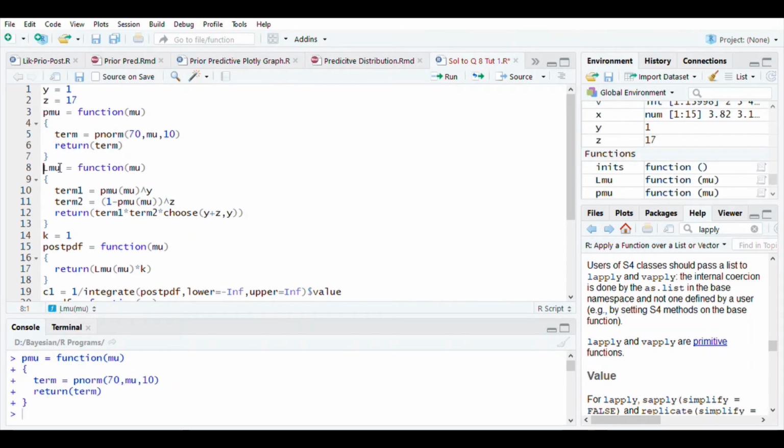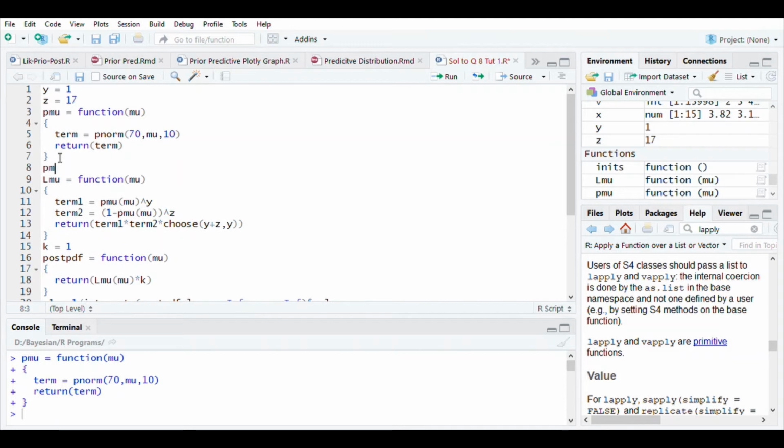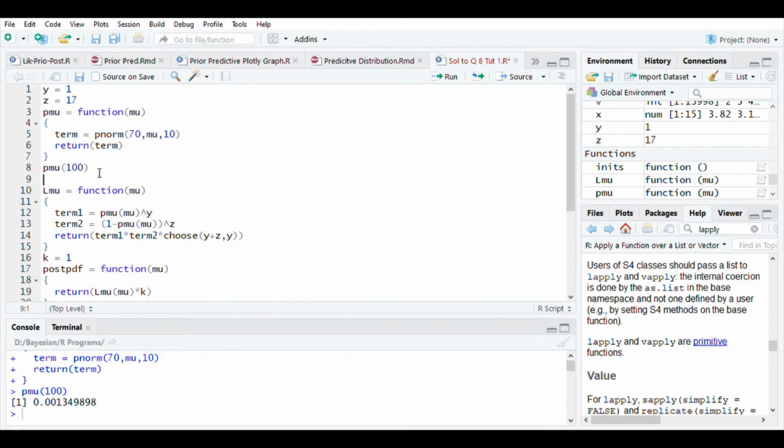Okay, so let us check whether it is working or not. So p(mu). What is the CDF of the normal distribution at point 70 if the mean is say 100? So let us see. Okay, the chance is only 0.001349. Now what will be the same probability if the mean is say 140? Yeah, the probability reduces further.